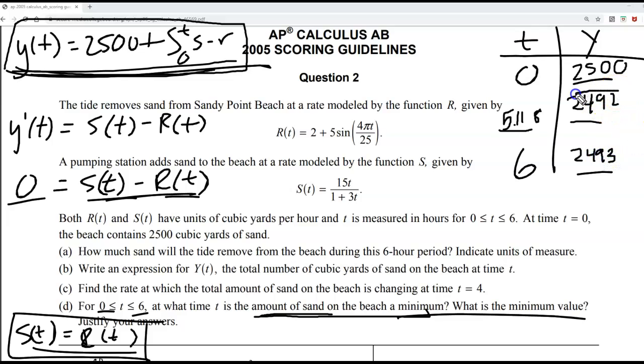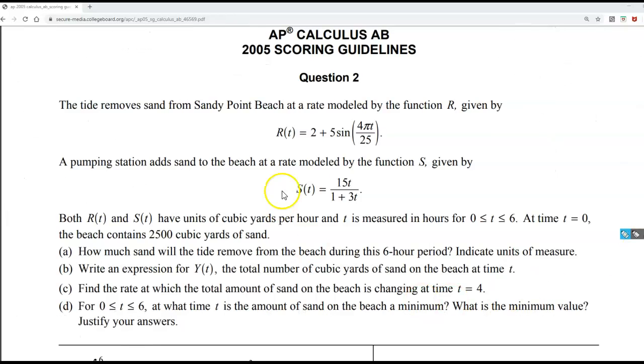So what's the absolute minimum amount of sand on the beach at any given time on 0 to 6? It's this. So we would say the minimum value is 2,492 cubic yards, the amount of sand on the beach. Okay, and my justification is just basically the candidates test here.